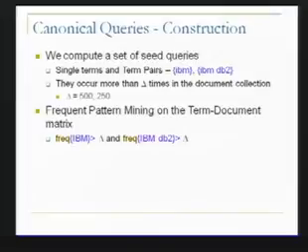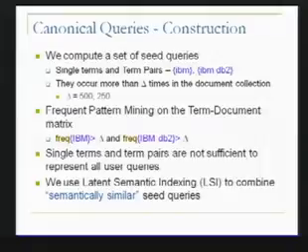For example, the frequency of IBM in the document collection could be occurring more than delta times, and also IBM DB2, because DB2 is a product from IBM, and they jointly occur more than delta times. Also, single terms and term pairs are not sufficient to represent all possible user queries. So once we have the single terms and term pairs, we use latent semantic indexing to kind of combine together the semantically similar seed queries to form the canonical queries.